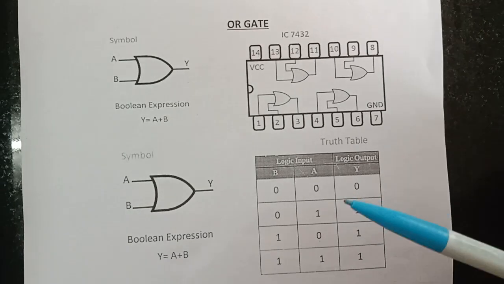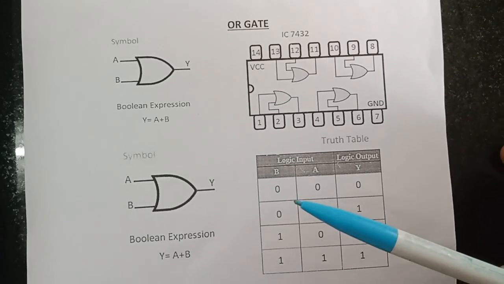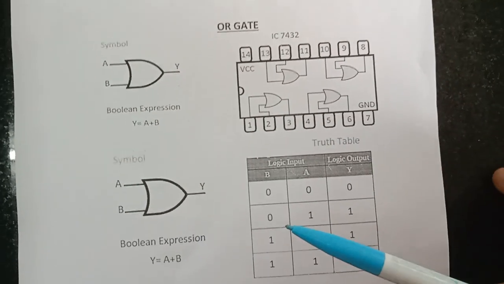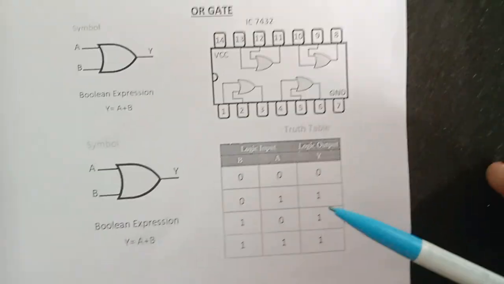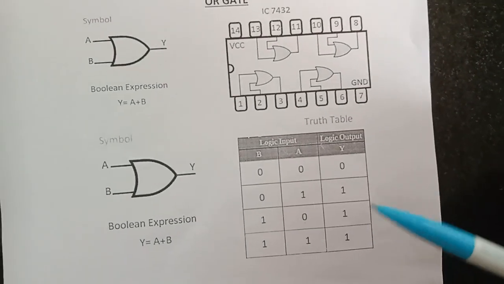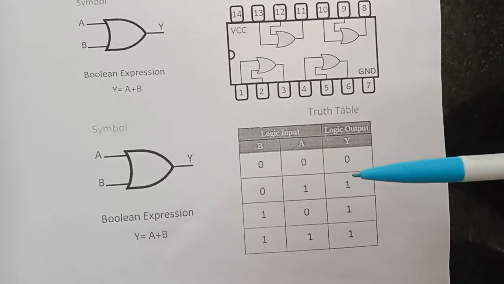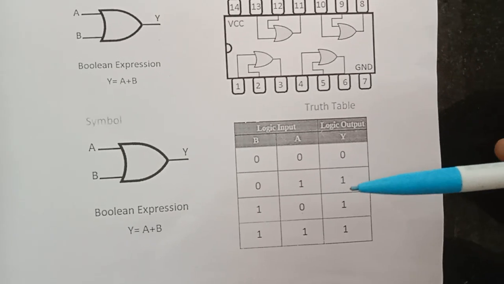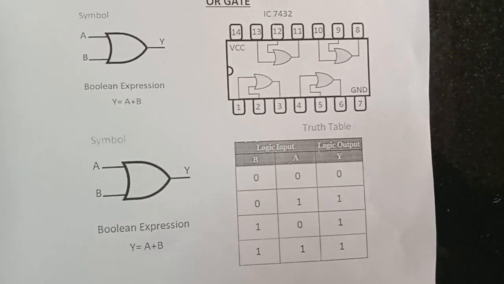So this is the truth table for the OR gate. If we give the input 0 and 0, the output is also 0. If we give 0 1, the output is 1, 1 0 gives output 1, and 1 1 gives output 1. So in this truth table, if any one value is 1, that is high, the output will also be high, otherwise the output value is 0.